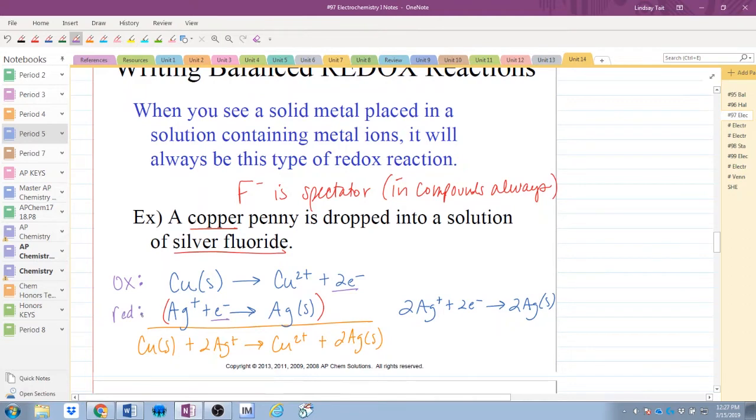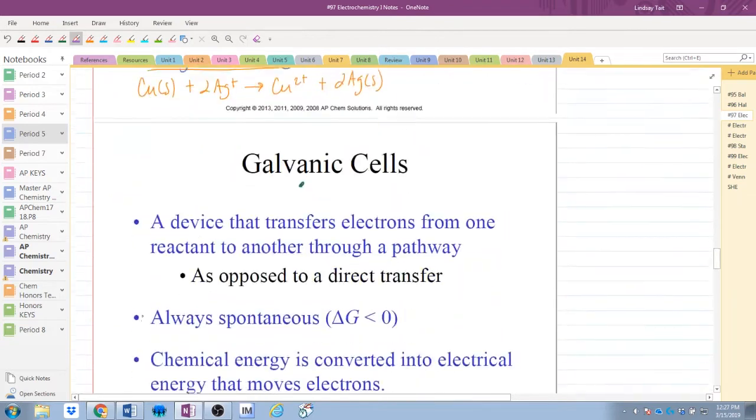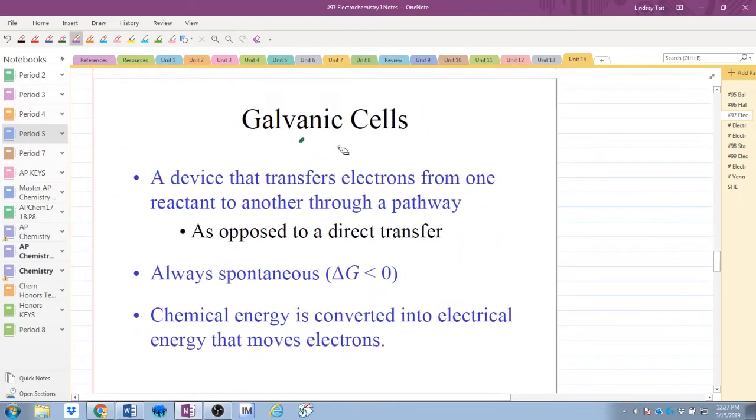So now, I was one slide too early. We're getting into our first of electrochemical cells. So here we go. A galvanic cell. A galvanic cell is also known as a voltaic cell. So those are synonyms. You should be able to use either one. And it says a device that transfers electrons from one reactant to another through a pathway.